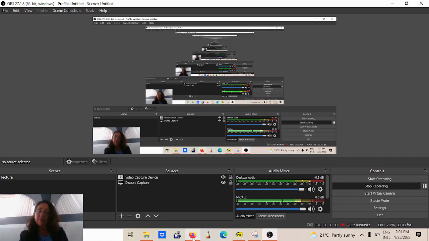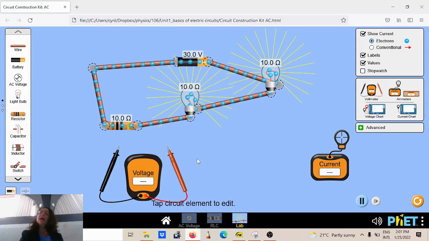Okay, so I highly recommend that you play with the app because it gives you a gut feeling of what's going on. And in physics, at that level, what matters is really to understand the concept. And then the rest is just algebra. So here you have a power supply, 30 volt.